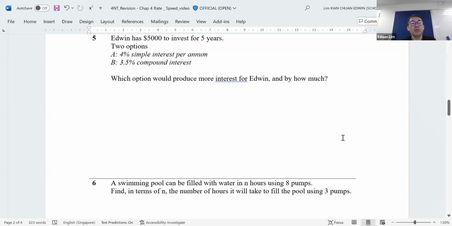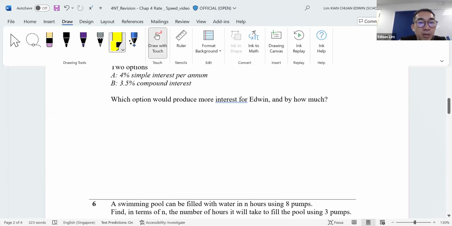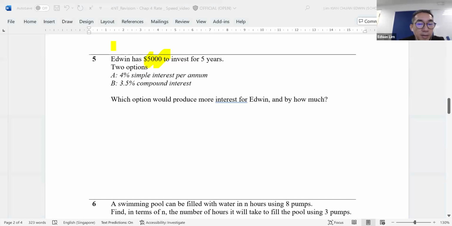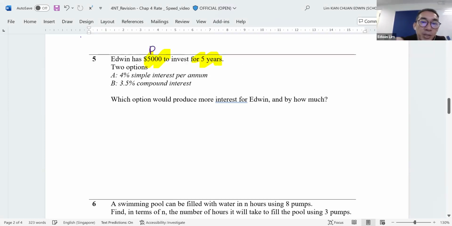This is the rate in terms of interest. Edwin has 5,000 to invest for 5 years. So 5,000 is what we call P, or sometimes we call it M for money. 5 years is actually N. Sometimes we use T as well. It depends on which one you're using.